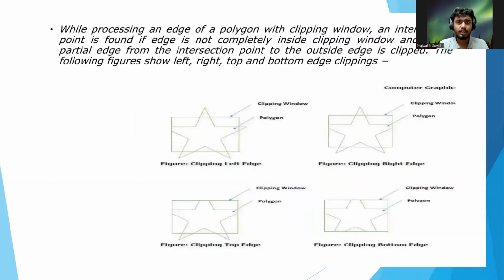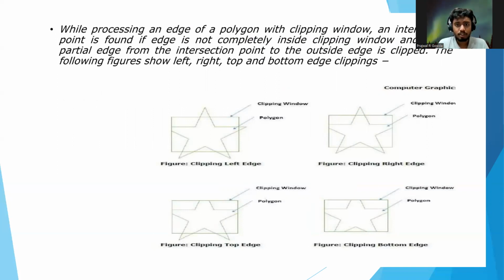While processing an edge of a polygon with the clipping window, an intersection point is found. If the edge is not completely inside the clipping window, the partial edge from the intersection point to the outside is clipped. The following figure shows the left, right, and bottom edge clipping algorithms.